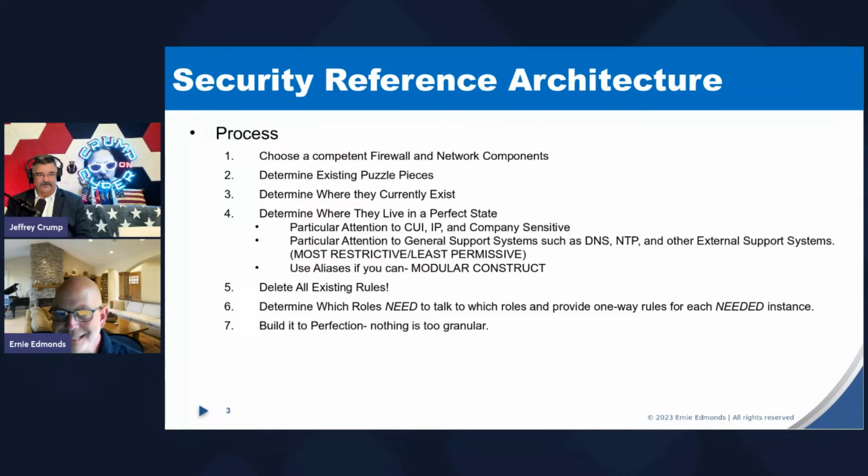Determine which roles need to talk to which other roles and provide one-way rules for each needed instance. So if you've got a DC1 and a DC2 and they're in different zones, which is what I'm going to show you very shortly, you're going to need to provide the firewall rules for that communication to take place. And since in almost every firewall situation you don't have two-way rules, you'll need to have a reciprocal one-way rule for that as well, in this case where you've got DC to DC comms. Build it to perfection. Make sure that you sharpen this blade into the razor that it needs to be.